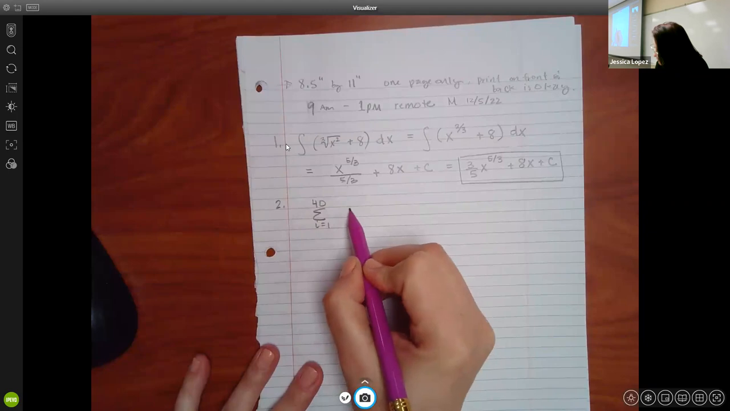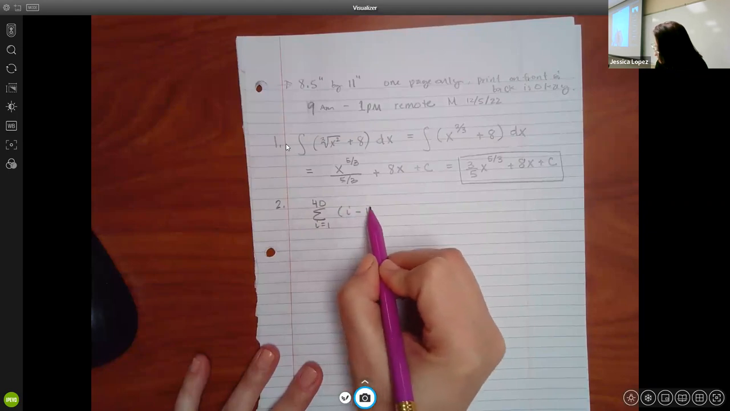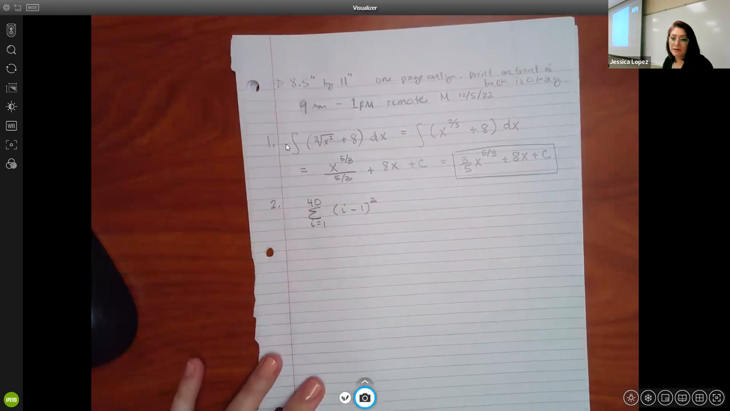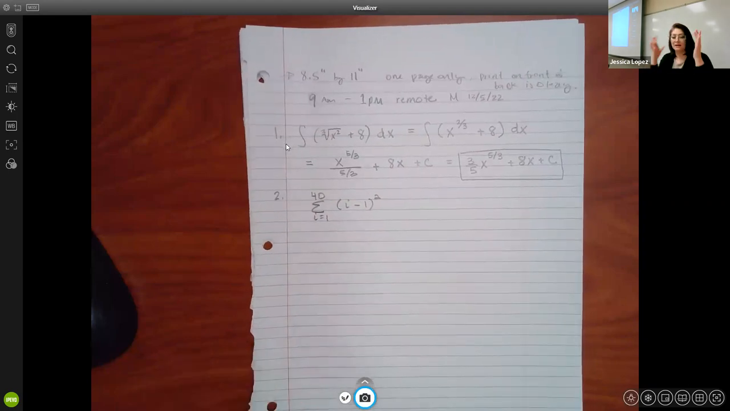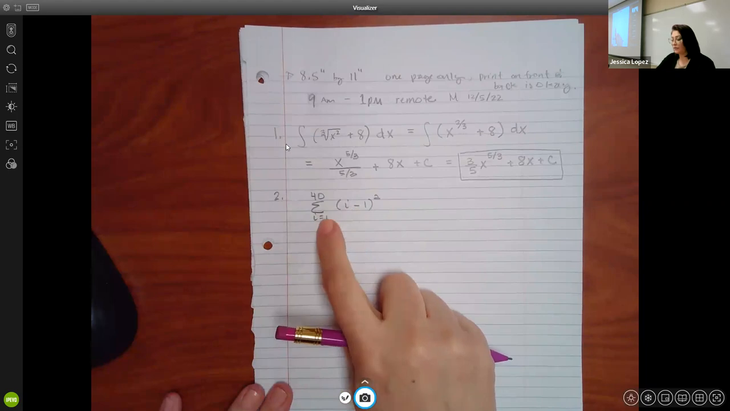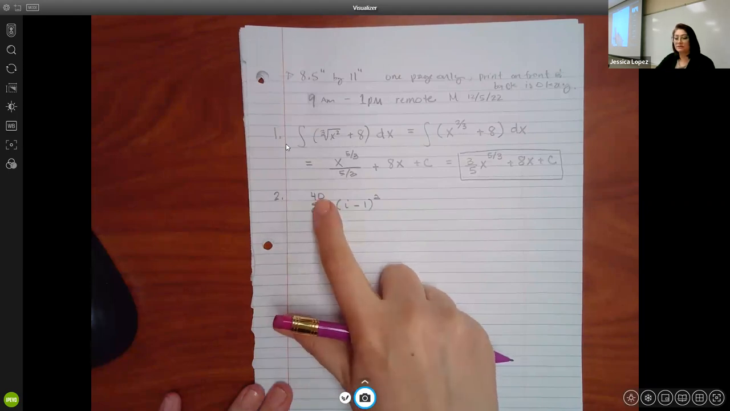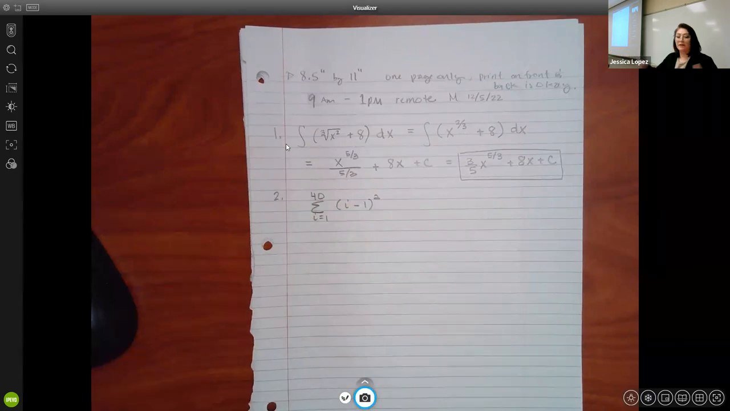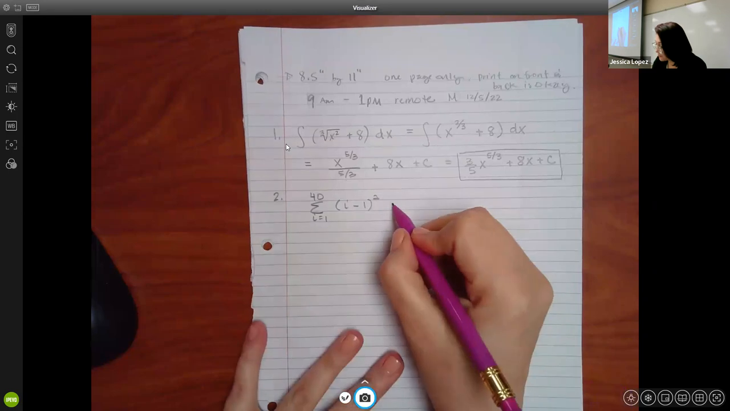So it says evaluate the sum. Now, the basic concept, I could apply the basic concept, and what this means is you plug in 1 for i, then 2 for i, then 3 for i, then 4, all the way up until you get to 40. And the sigma means you add all of those values together, right? But I highly doubt anyone's going to want to sit there and do that from 1 to 40, right? So we're going to use our formulas instead.